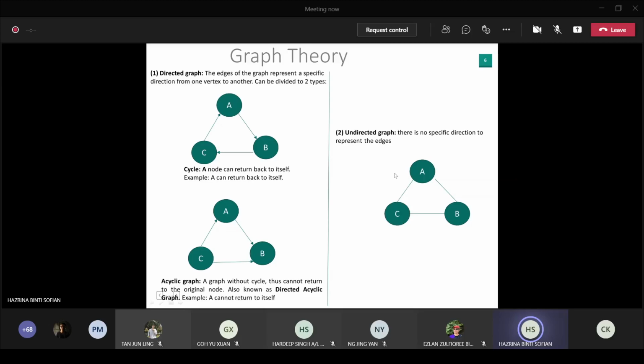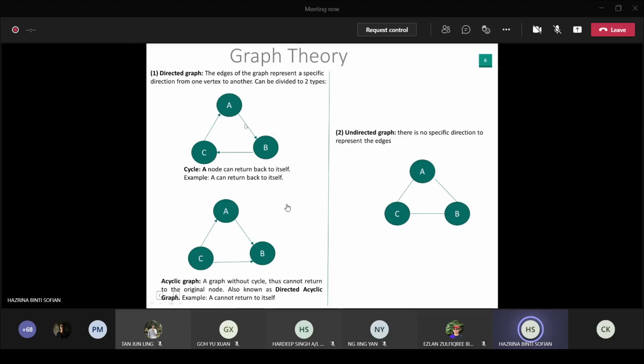Arrows, and undirected graph, which do not have any arrow. For undirected graph, we assume that it is two-way. For example, in Facebook, this is a person A, another person B. So they can be friends. A is a friend of B, B is a friend of A.